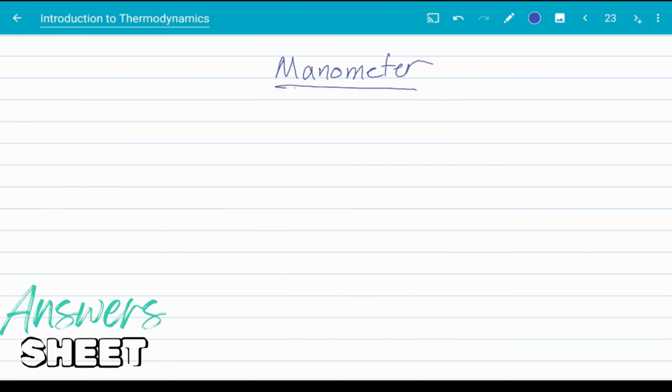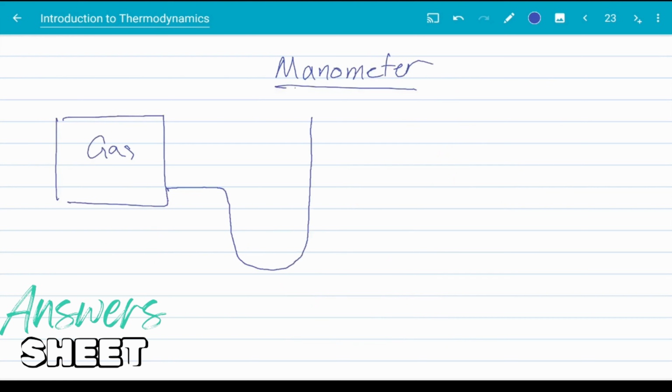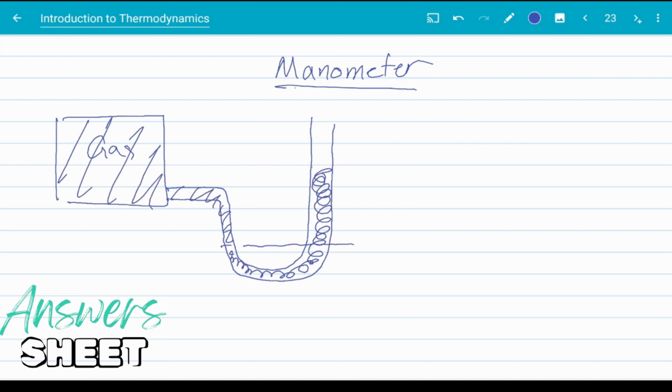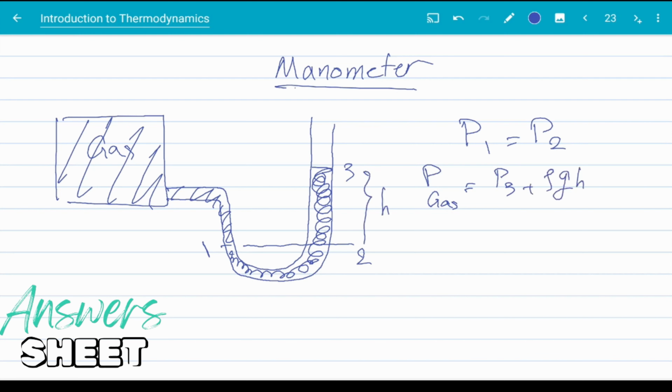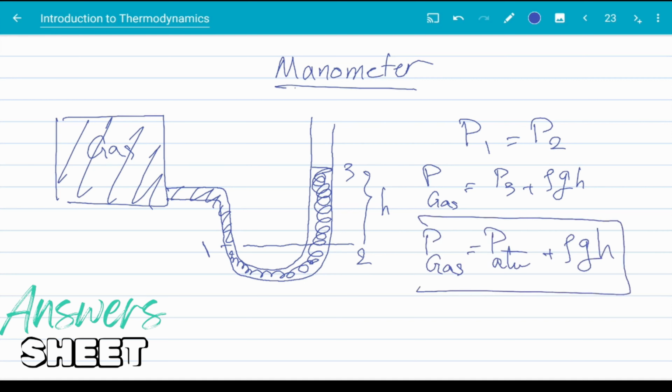Manometers are devices that use Pascal's law to measure the pressure of tanks, containers, and pipelines. This is a typical manometer reading the pressure of a gas tank. P1 is equal to P2 because of Pascal's law. P1, however, is actually the gas tank pressure, while P2 is equal to the pressure at point 3 plus the column of liquid between 2 and 3. The U-tube is open on one side, so P3 is actually equal to atmospheric pressure.